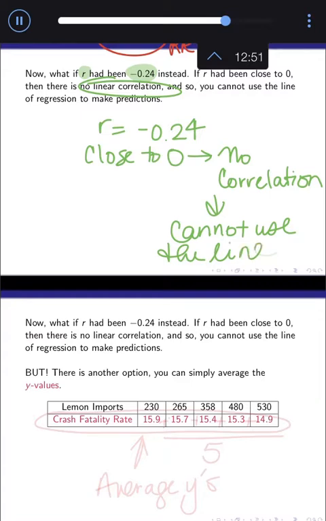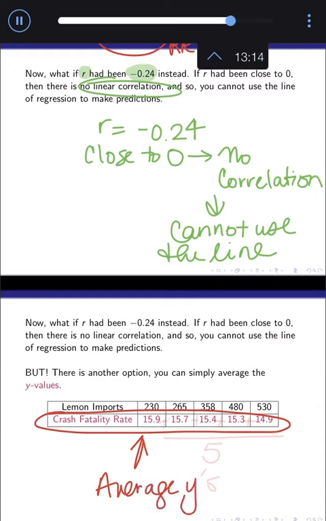Well, then you go back and you look at your entire list of Y values. Our Y values were the second group, the fatality rates. So what we would do, to make a prediction, instead of plugging in an X value, is just take all the Y values we have and average them. Again, what does it mean to average something? It means to add them all up and divide by however many numbers you have. In this case, this would be adding up all 5 numbers and then dividing by 5.